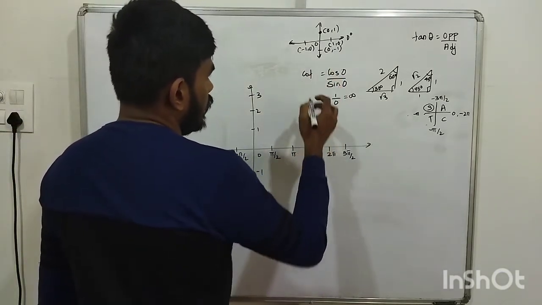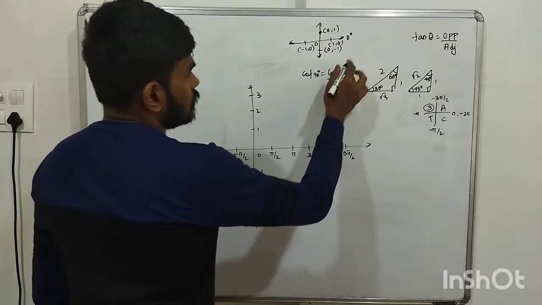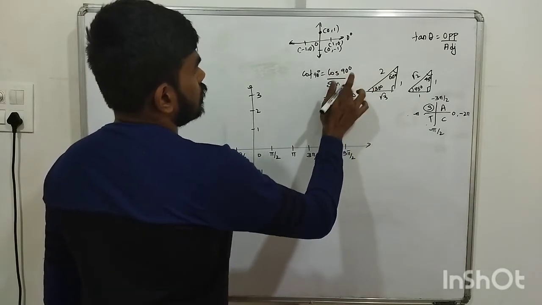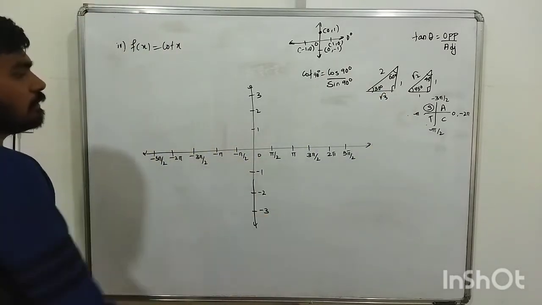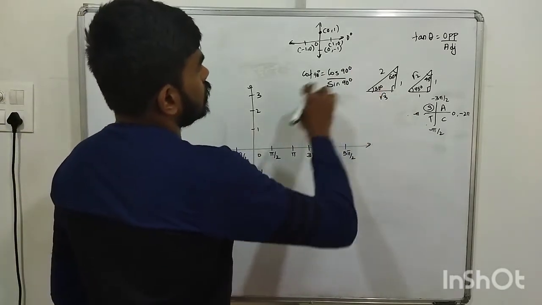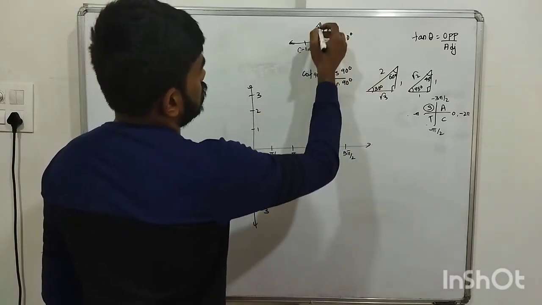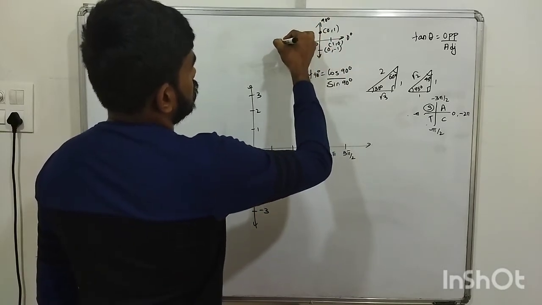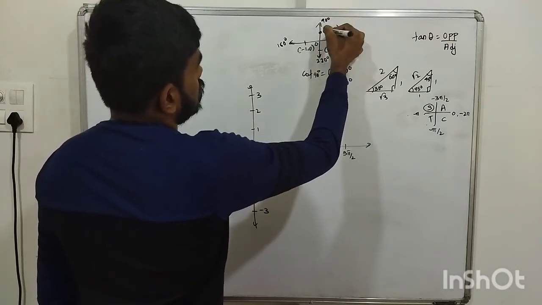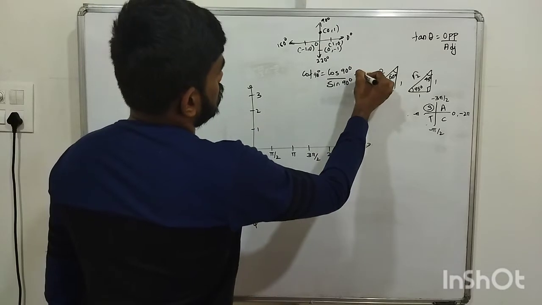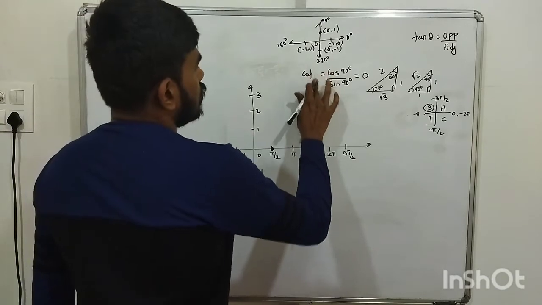Similarly, cot of 90 degree is what? Cot of 90 degree is cos 90 upon sin 90. For 90 degree we say pi by 2, pi by 2 is the same as 90 degree. So cos 90 is what? Cos 90 is here, so cos upon sin is 0 upon 1, which is 0. Understood? Similarly, cot 180 degree.